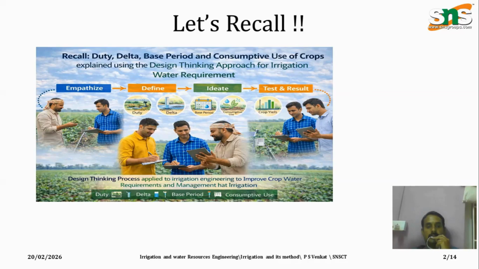In this topic, we are going to apply a design thinking based approach to estimate the evapotranspiration of crops. There are 5 stages of design thinking, as we already know: empathize, define, ideate, prototype, and testing. We are going to apply the same concept to irrigation engineering to improve crop yield, water requirements, and manage irrigation.